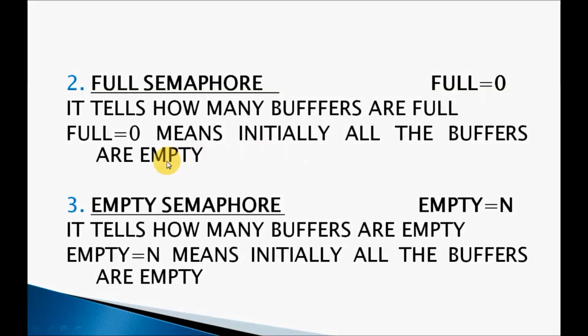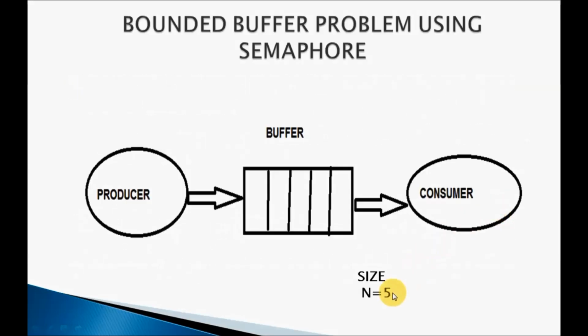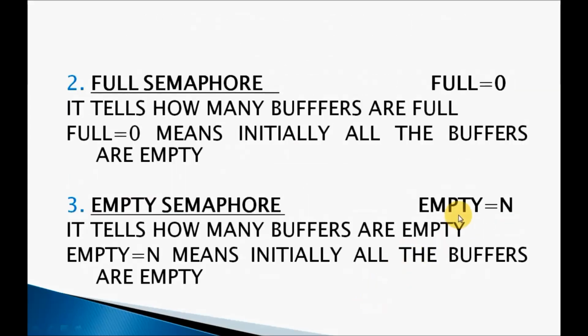Just remember that. Now, what is the empty semaphore? The empty semaphore tells how many buffers are empty. Initially, empty will be equal to n. What is n here? 5. So initially empty will be equal to n, that is 5. That means initially all the 5 slots will be empty. Empty equal to 5 means all the buffers are empty, because my n is 5.